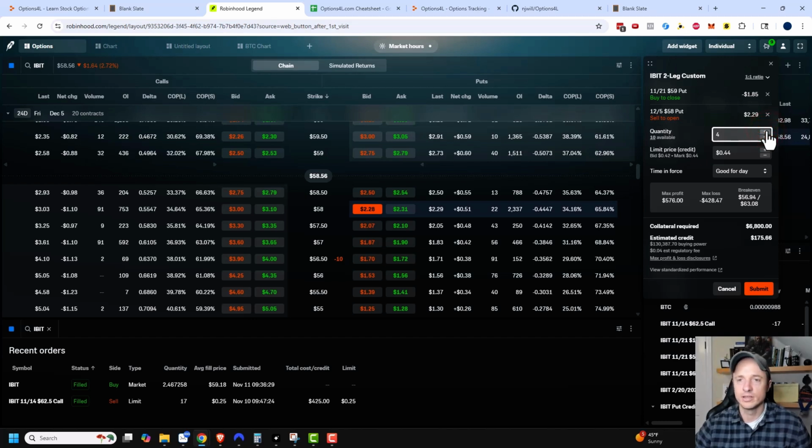Also, a good point here is maybe you want to roll out like half of your contracts. You could set up half doing it this method. So in my case, I could do 5 of 10 available, or I could do all 10 and just roll the entire trade out and down. And we can see that my estimated credit is $439.15. So that's how I could roll my position out and down using Robinhood Legend.